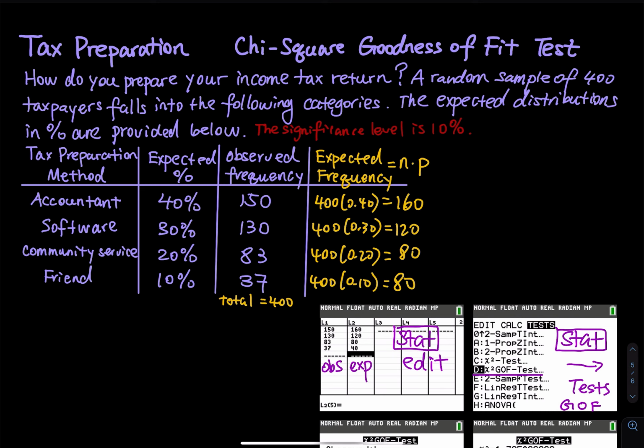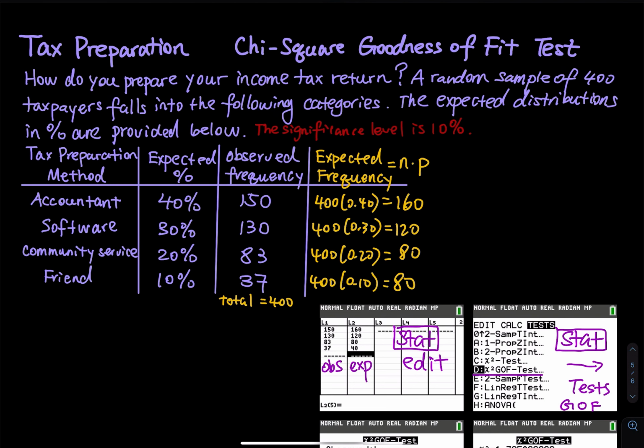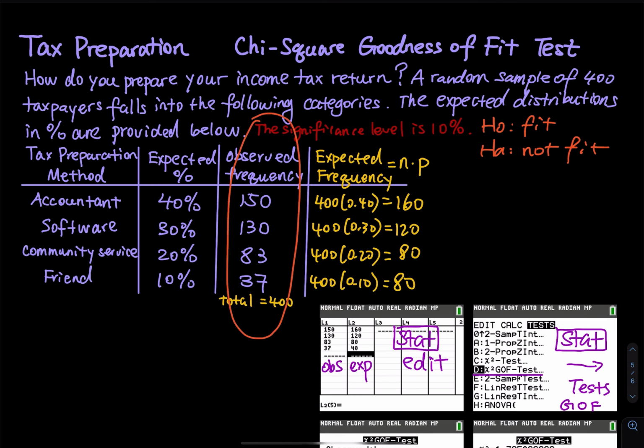And then the next step is setting up the null hypothesis and alternative hypothesis. So let's use a different color for that. So simply speaking, for goodness of fit, the H0 is always fit, and the HA is always not fit. What is fit? What is not fit? You are comparing two columns of numbers. The first column is observed, the second column is expected frequency.